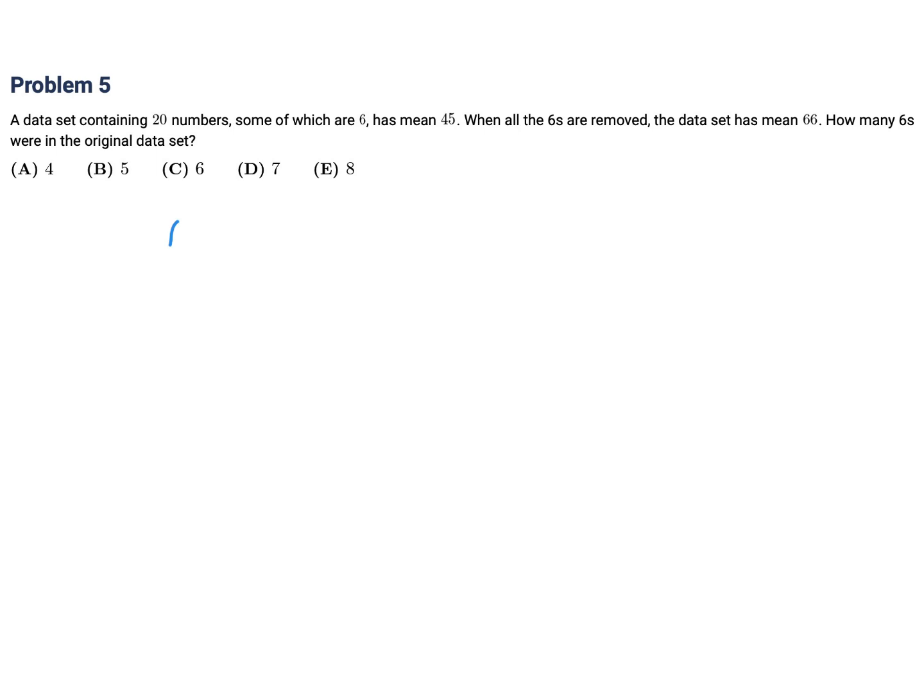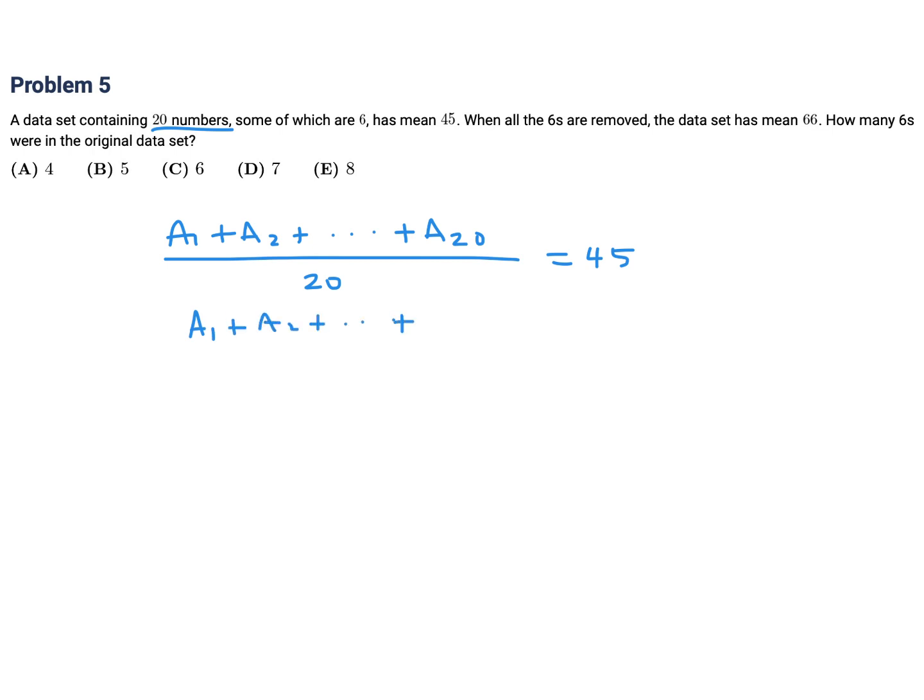Okay, so we've got a whole bunch of numbers, A1, A2, and so on, all the way until A20, right? Because there's 20 numbers. And they're saying that the mean, so divide by 20, is 45. So that basically means that this entire sum would be equal to 20 times 45, which I believe is 900.